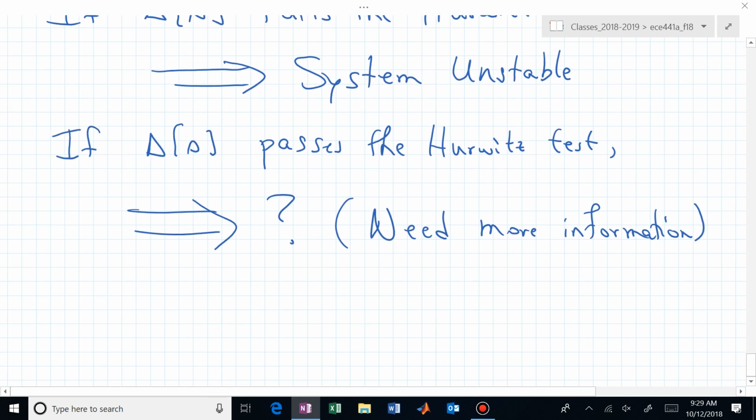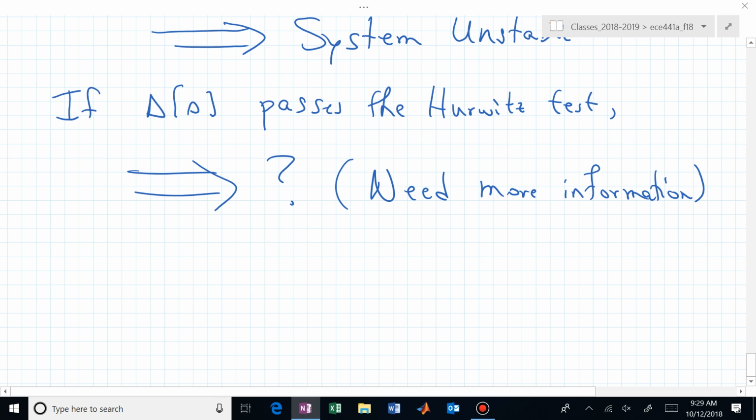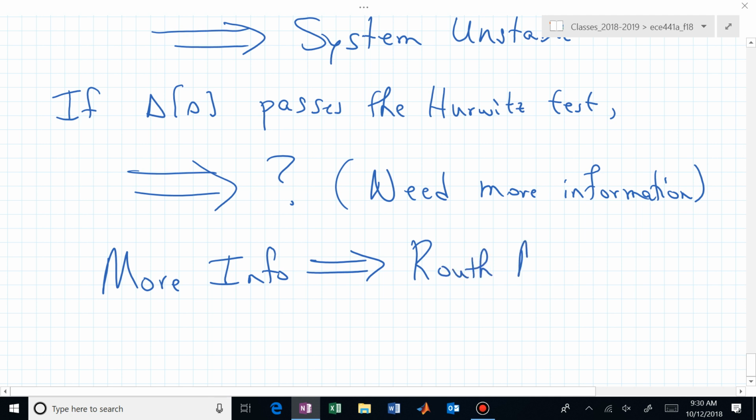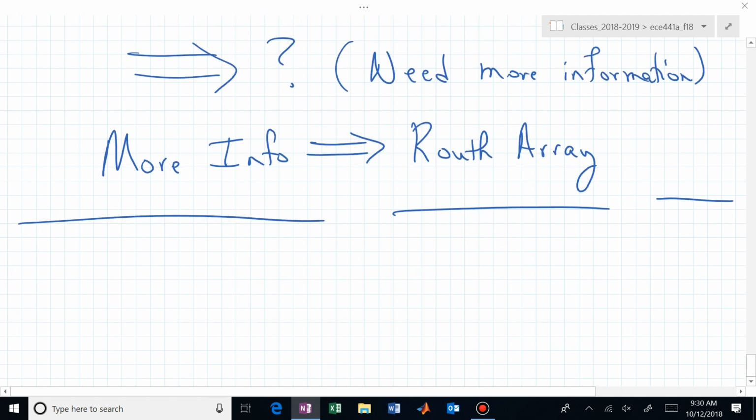And on an exam, I probably won't just have you checking if a polynomial is unstable or stable. So even if it passes or fails the Hurwitz test, I might be asking you to do more. So we're going to get more information by building the Routh array. And so here is the Routh array procedure.